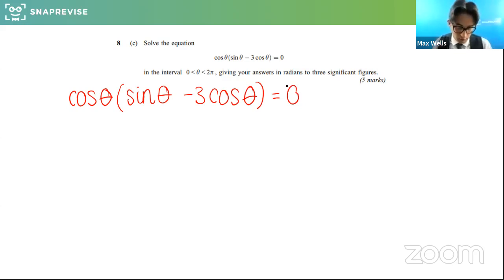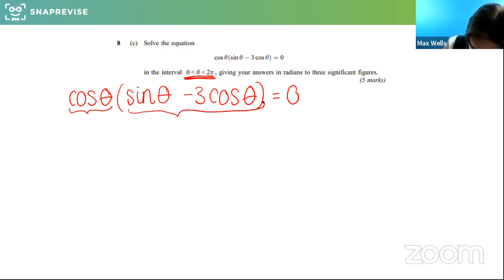Okay, so we've got a factorized trig problem, and we're looking in the interval 0 to 2 pi. 2 pi radians is the equivalent of 360 degrees, but we're using a different unit for angles. Much like when we factorize a quadratic or polynomial or any other problem, if two things multiply to give 0, there's two cases to consider here.